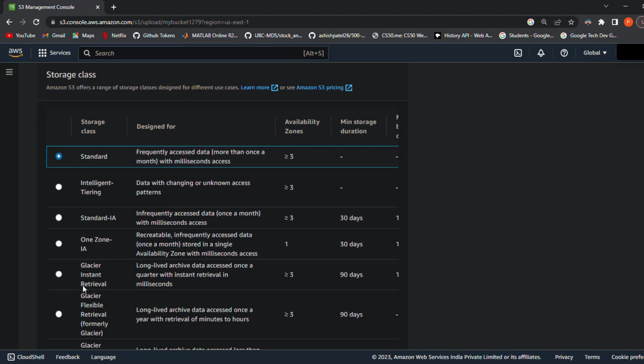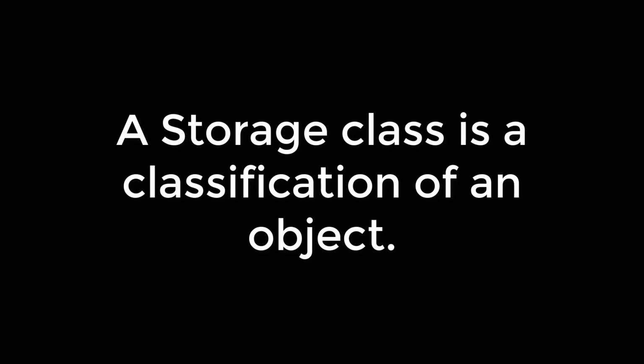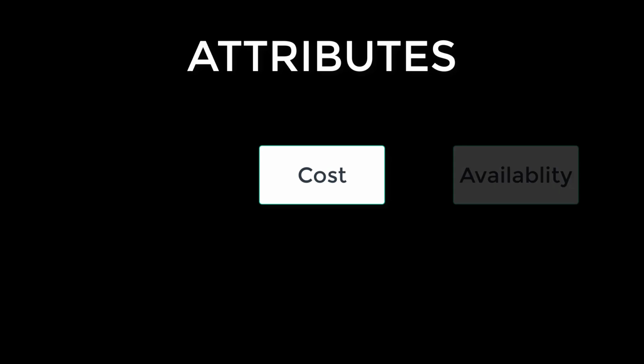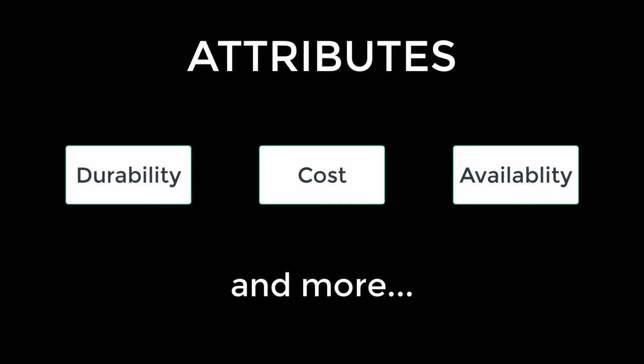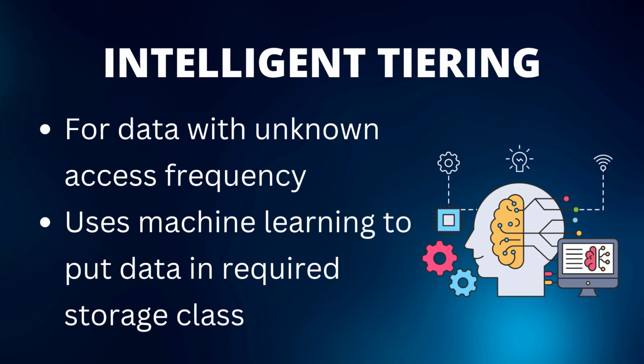Now comes the storage classes. Let's understand this. What is a storage class? A storage class is a classification of an object. Each storage class has different attributes or features, such as storage cost, availability, durability, etc. First, we have the S3 Standard. This storage is for data that is frequently accessed as it assures quick access. Next is Intelligent-Tiering. This is for data with unknown access usage. This storage class uses machine learning and automatically puts data in the required storage class as per the access frequency.